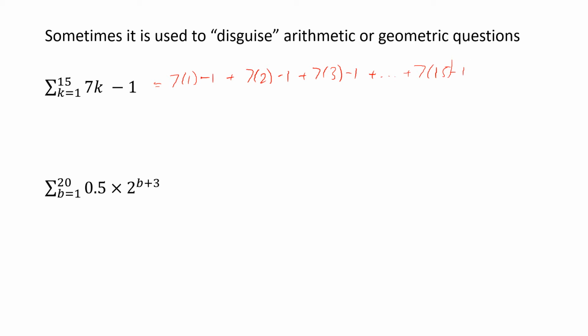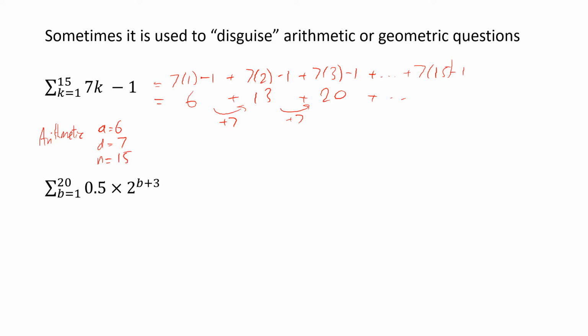Now, that looks painful to sort of add up, but what we can do is work out what the individual terms are and see if we can spot a pattern. This first term is just 6, this second term is 13 and 20 and so on. Don't really care about the last term once we've spotted the pattern. And all we're doing here is adding 7. So this is an arithmetic sequence. Specifically, it's an arithmetic sequence where a equals 6, where d equals 7, and where n equals 15.